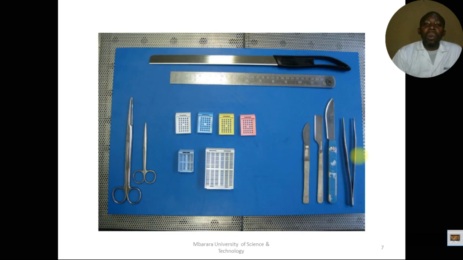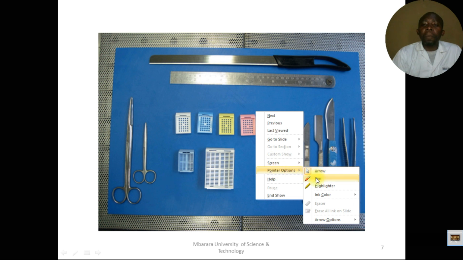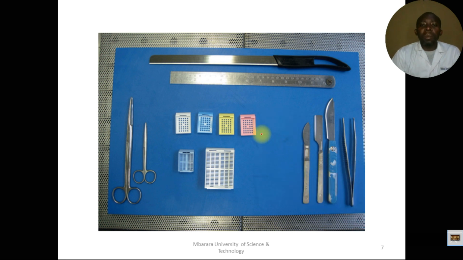So this image is displaying some of the tools that we have in the grossing room. If we are to just mention a few, we'll look at these plastic cassettes here. These are the ones we call cassettes. If we have identified the diagnostic part, we cut out that part, which is small enough, approximately 3 to 4 millimeters, and then we put it in this cassette. We close it very well before we take it for further processing.